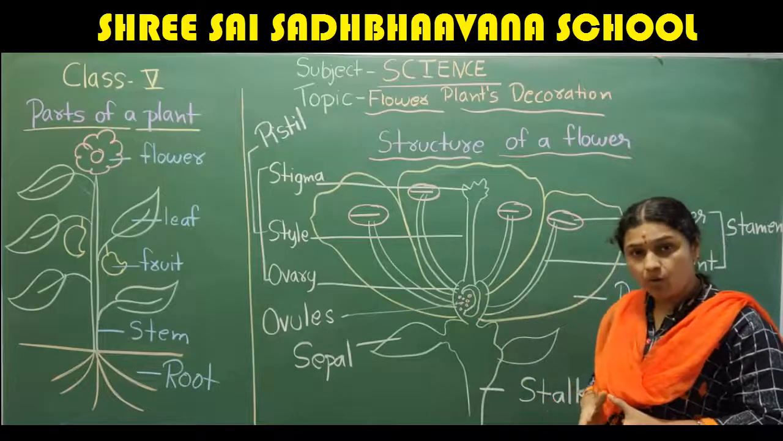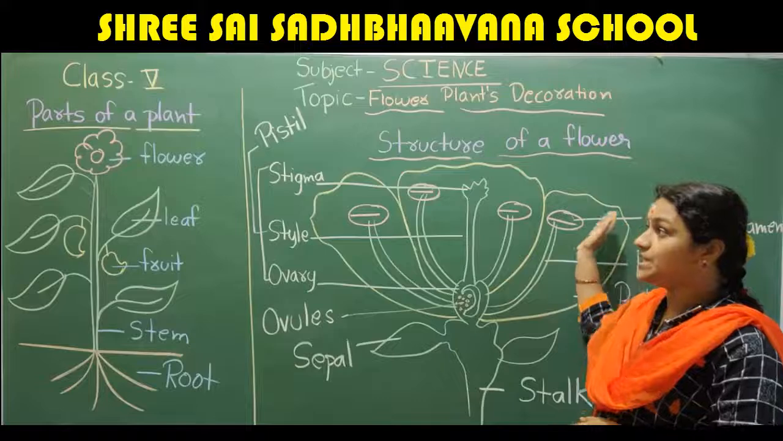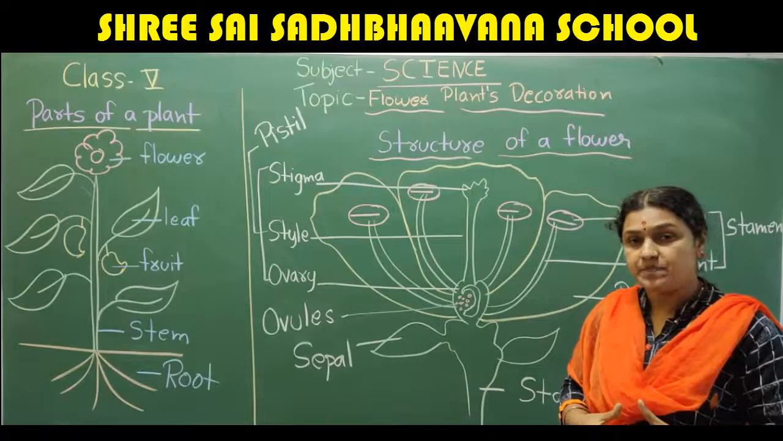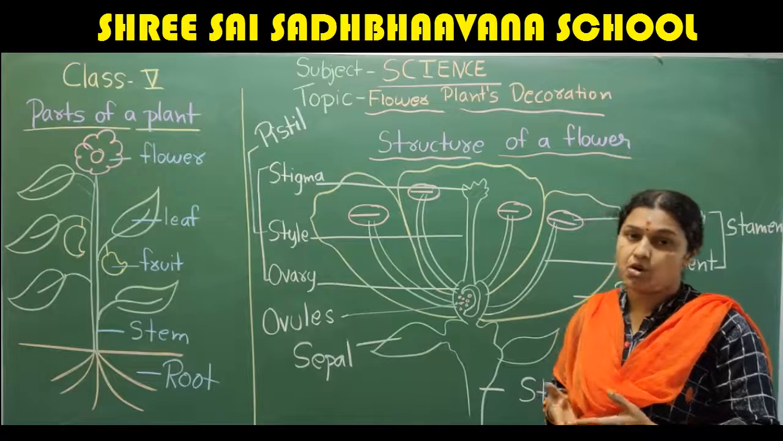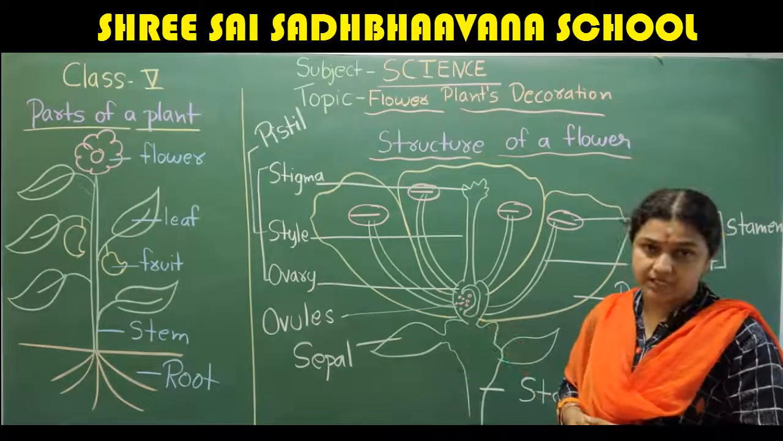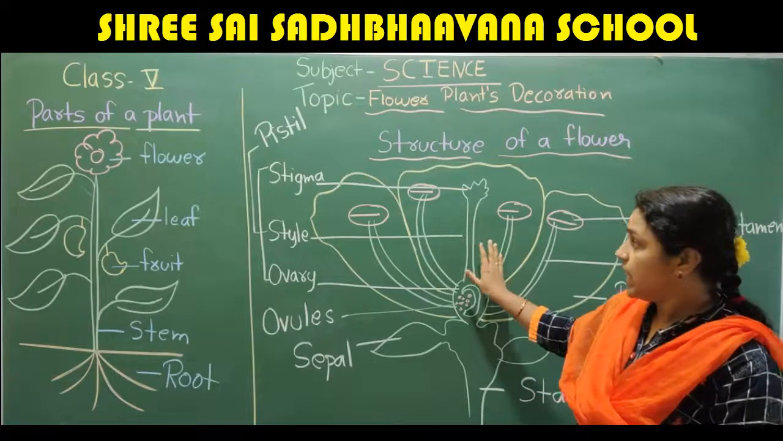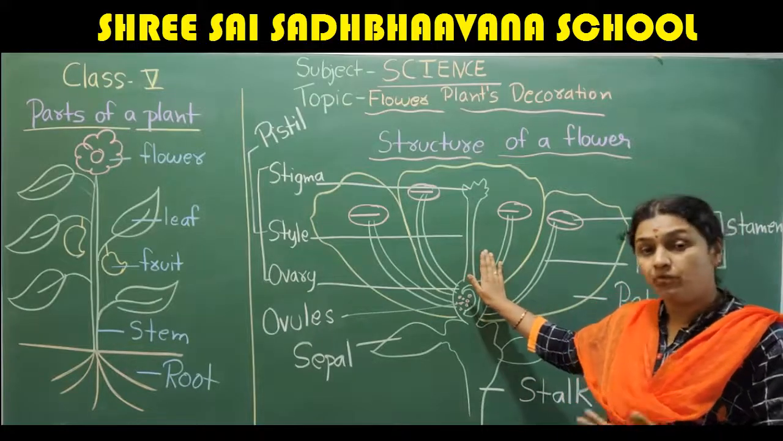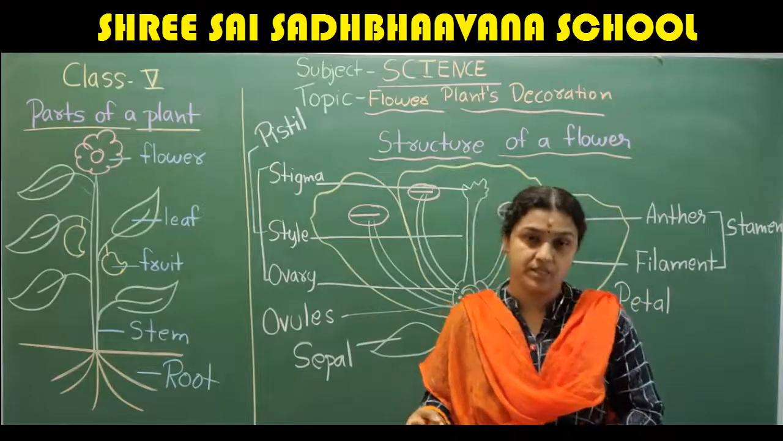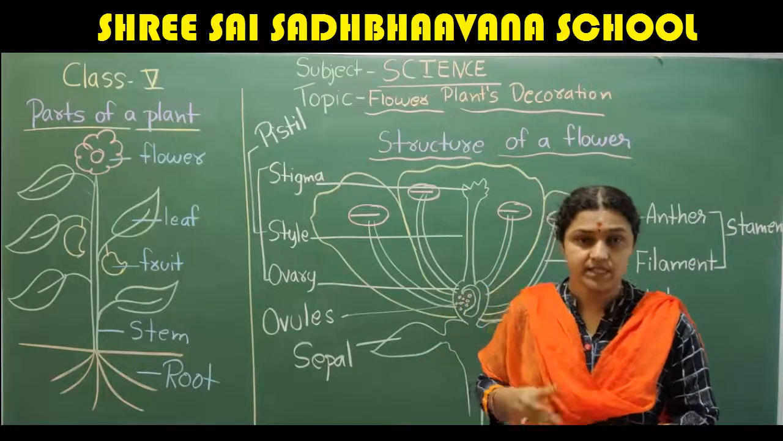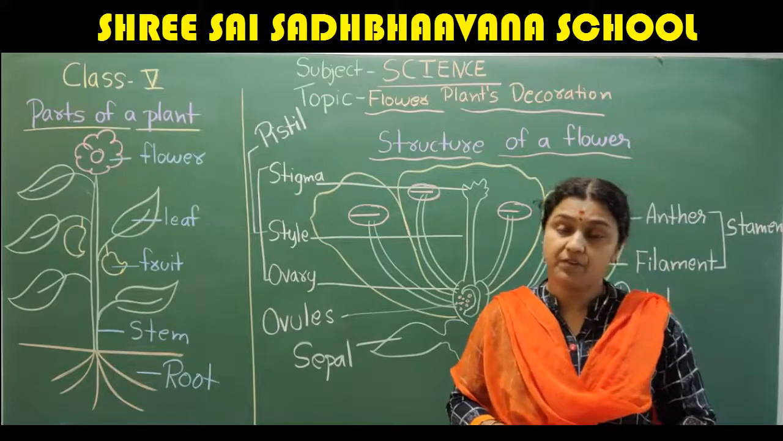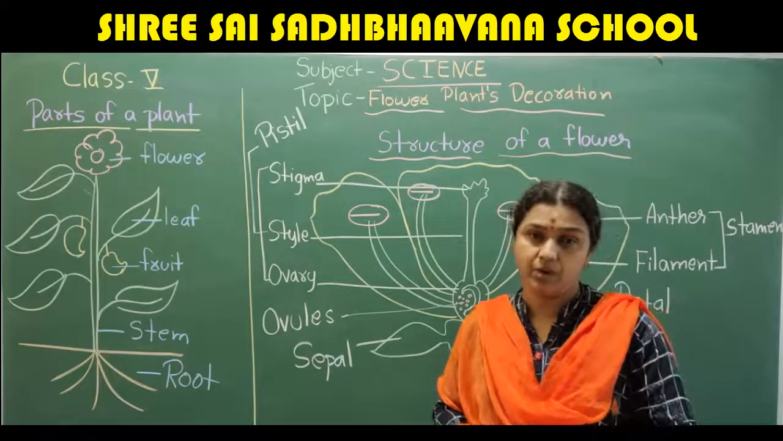Okay, so I hope you have understood the structure of the flower and how the pollinator helps in the pollination or the fertilization or the reproduction of the new seed. Children, as we spoke about flowers, it is important to know that there are two types of flowers, which are called the imperfect flower and perfect flower.